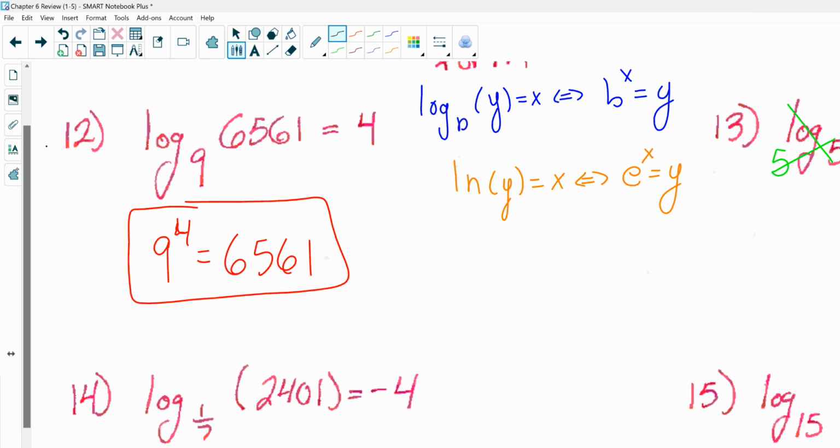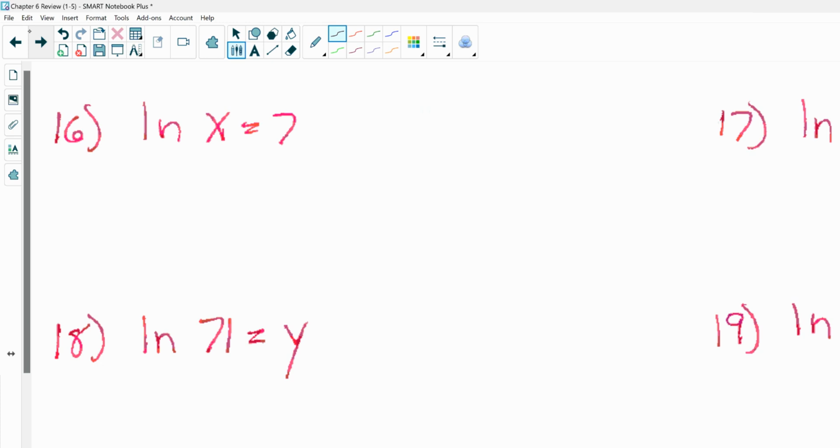And realistically, these two formulas are the exact same. It's just that with the natural log, our base is set at e. I think the next set is the natural log, yes? What do we think ln of x equals 7 would be? e to the 7 equals x.